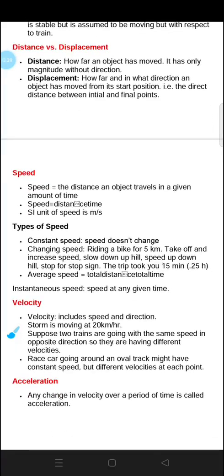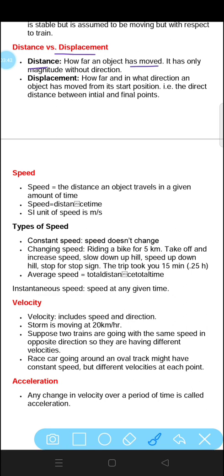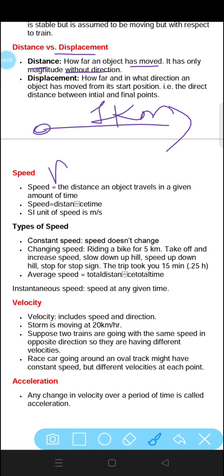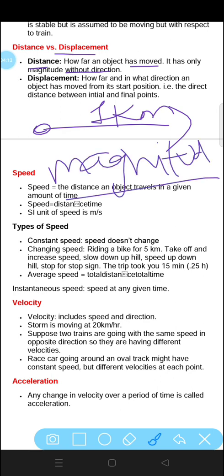Next is distance versus displacement. Distance is how far an object has moved. It has only magnitude without direction. If we talk about an object traveling 1 kilometer, then it does not have any direction. We have not said whether it has moved in north, south, or any direction. Distance has its magnitude but it does not have its direction.